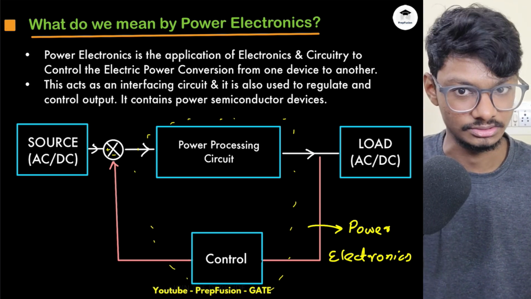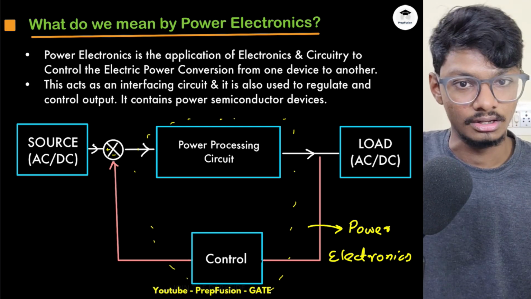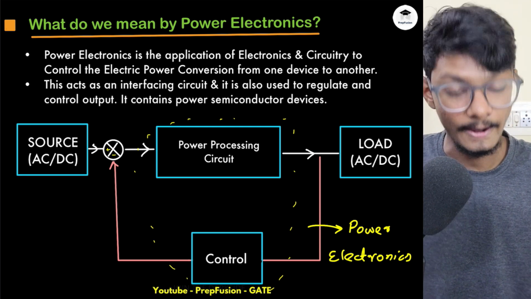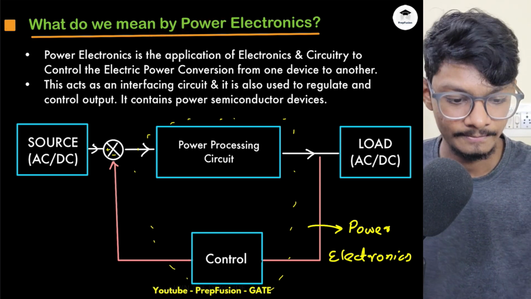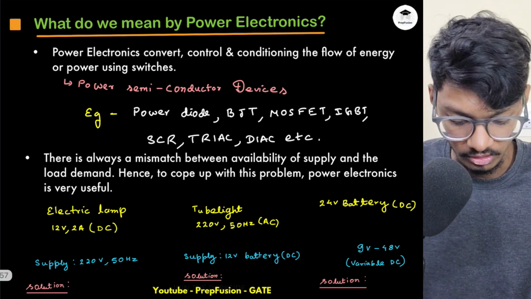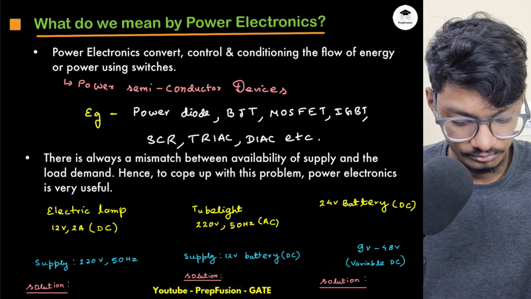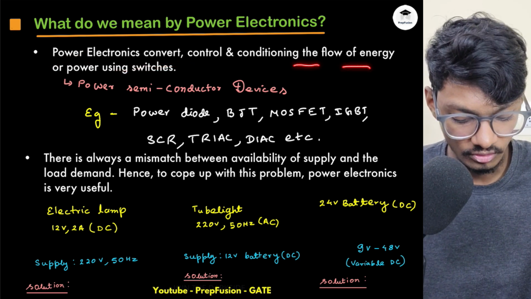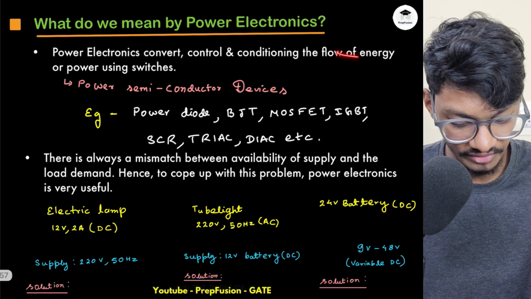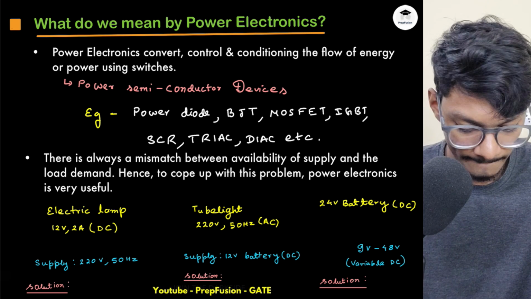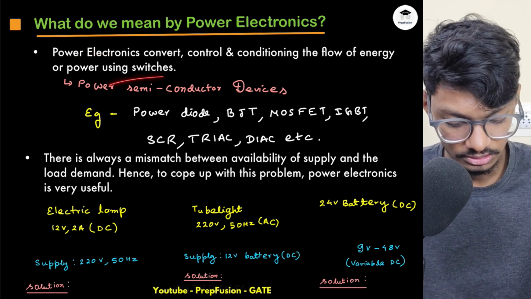So that is the main purpose, just to tweak the construction of the previous devices a bit so that I can use them for power electronics applications at higher voltages. So that is basically what we mean by power electronics. Next, you can also see that power electronics converts, controls and conditions the flow of energy or power using power electronics switches.